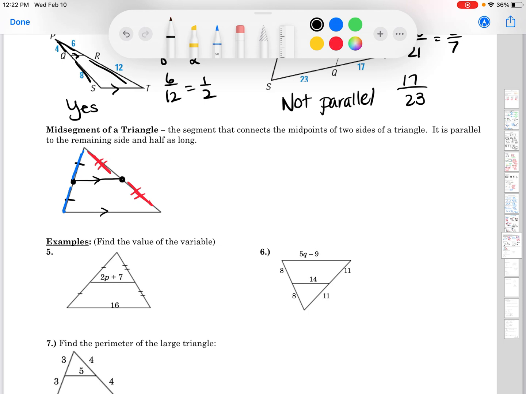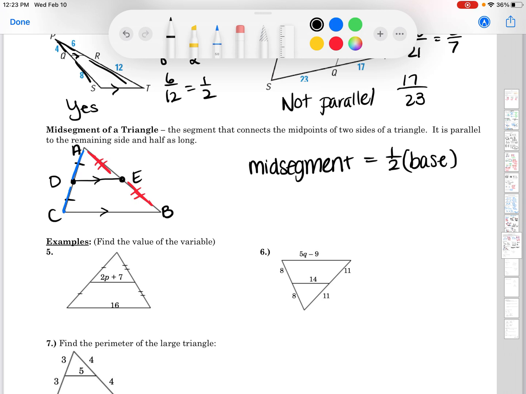So here we could say, if we are going to call this triangle ABC, and the other one, let's put an E and a D, we would say that the mid-segment here is going to be half of the base. It's half as big. Or we could say that the base is equal to 2 times the mid-segment if we went in reverse. This is considered our mid-segment here. Our base is this bottom portion.